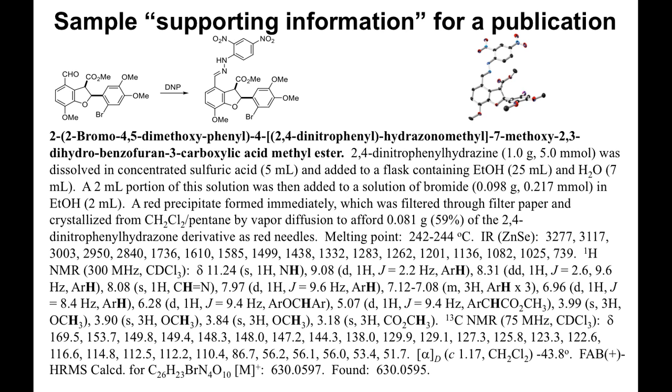So here on the screen I have an example of what's called a supporting information section for a publication. And anytime a chemist makes a molecule, if it's brand new and never been made before, they have to say what they did to make it, and they also have to provide data that shows it is what they claim it is. So here's a schematic that shows a typical reaction, just abbreviated for a chemical transformation.